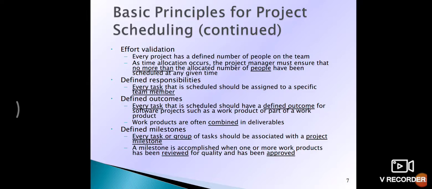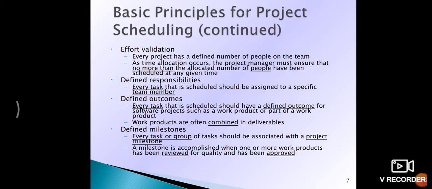For software projects, such work products or parts of work products are often combined into deliverables. Then we merge, or aggregate, all the different activities' outcomes into one to get the final deliverable of that particular project. Then we come to the defined milestones. A milestone is accomplished when one or more work products have been reviewed or their quality has been approved.